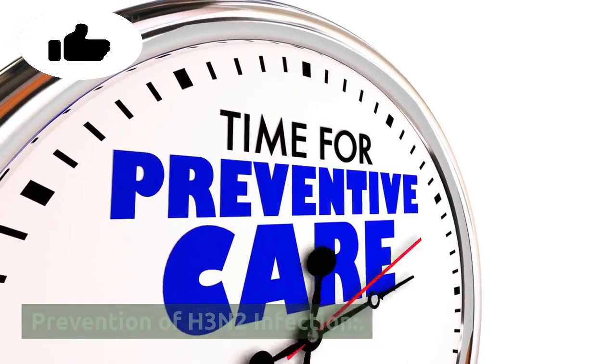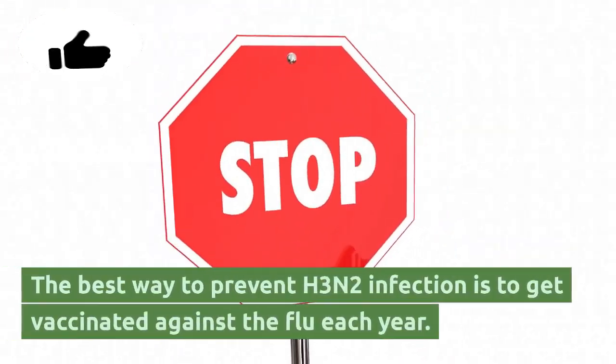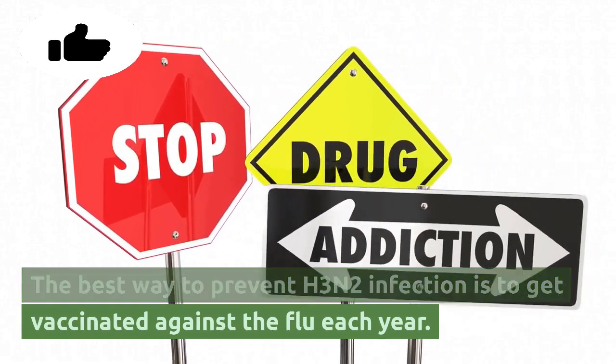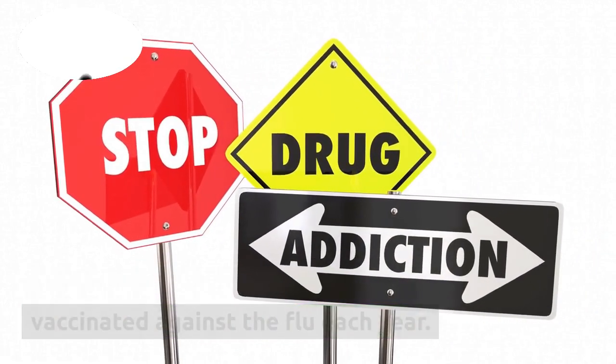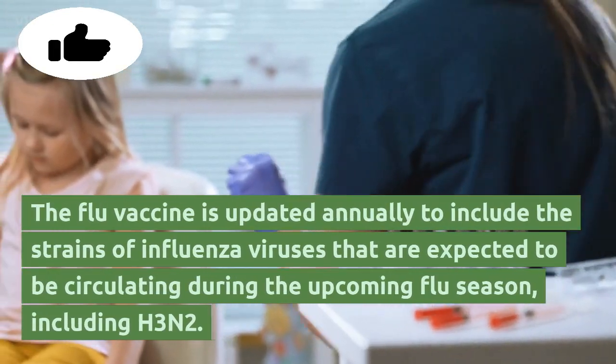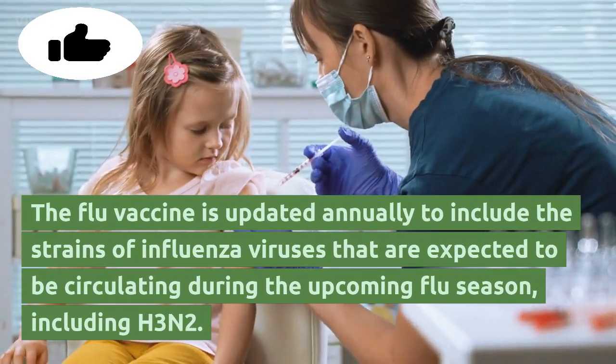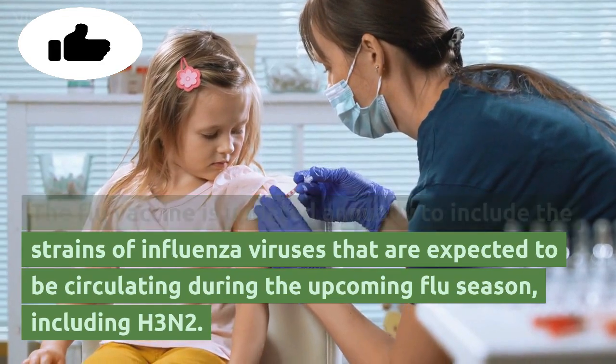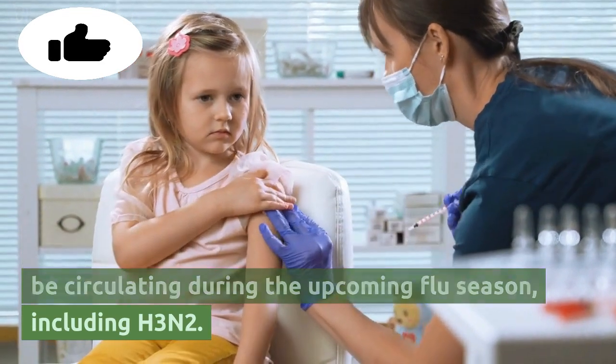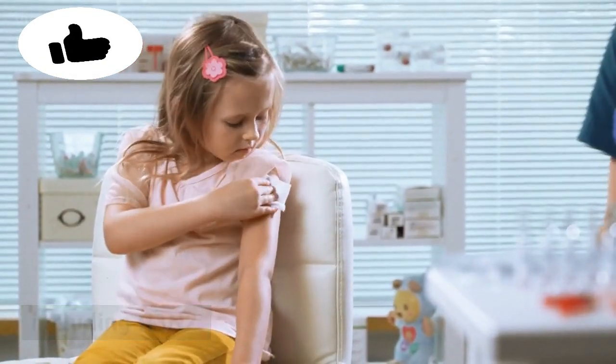Prevention of H3N2 infection. The best way to prevent H3N2 infection is to get vaccinated against the flu each year. The flu vaccine is updated annually to include the strains of influenza viruses that are expected to be circulating during the upcoming flu season, including H3N2.